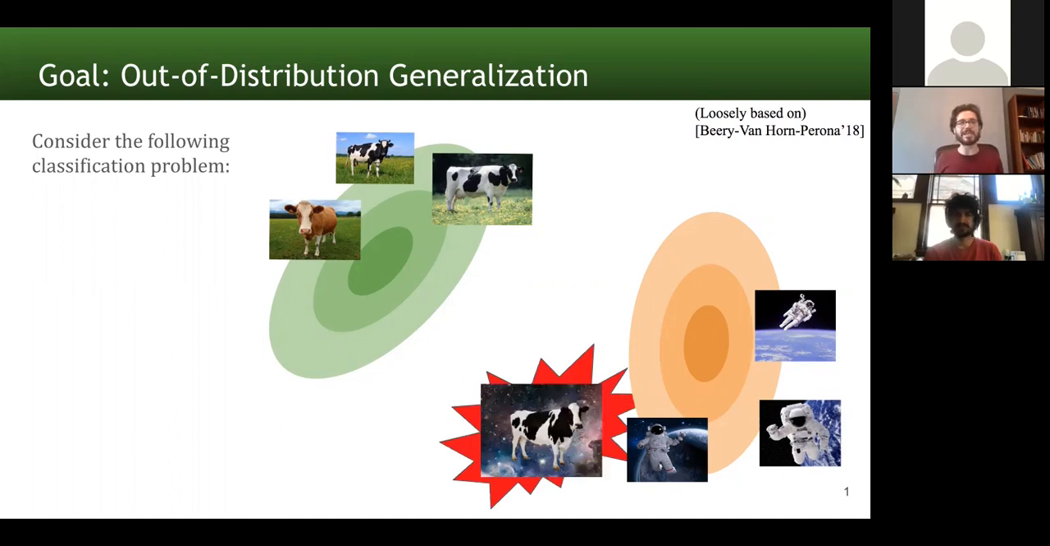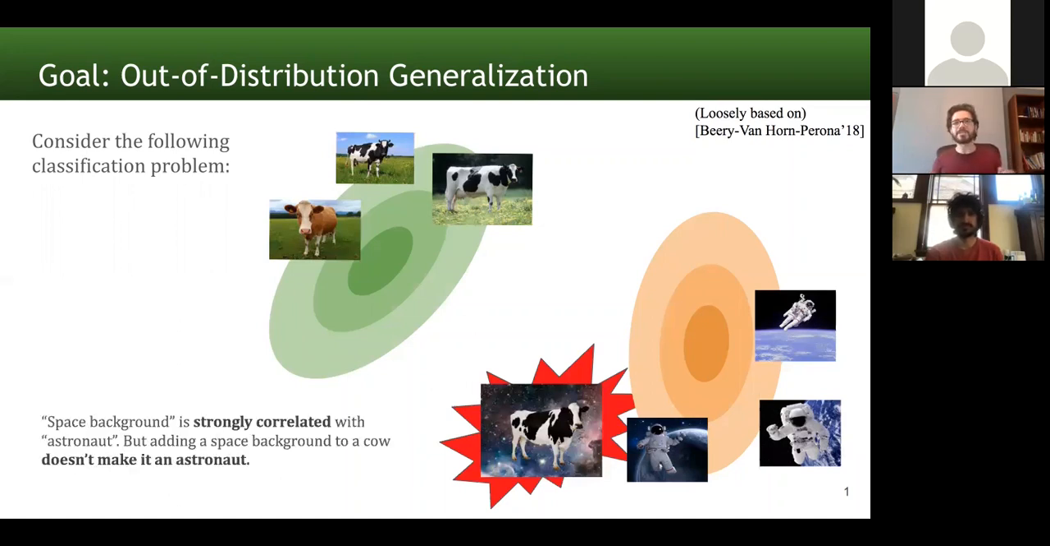At test time, we see an image of a cow photoshopped onto a space background. So it's clear that the space background is very strongly correlated with an image depicting an astronaut. And as a result, we might expect a classifier to learn, okay, space equals astronaut. But in reality, it doesn't make the picture depict an astronaut. So this heuristic only works because of the way that the data was generated, and we wouldn't necessarily expect it to generalize in all possible situations.